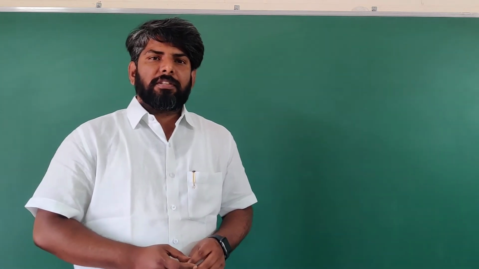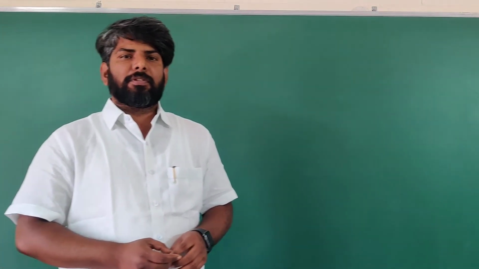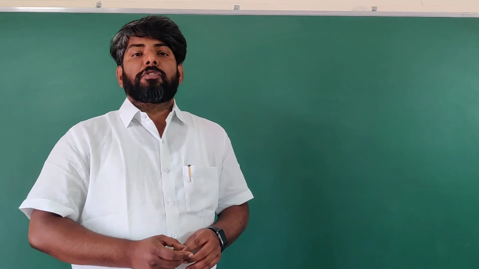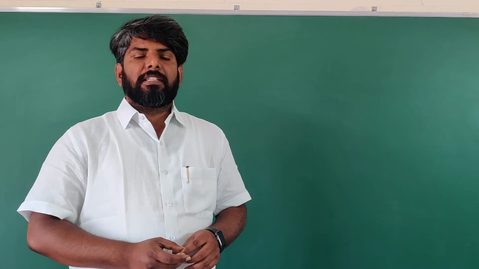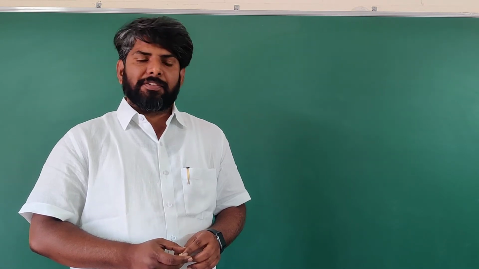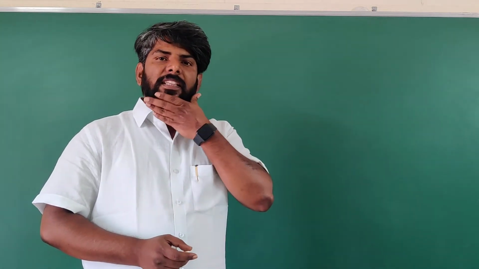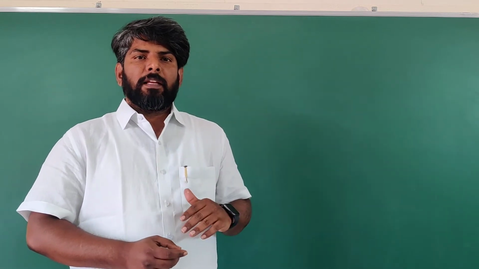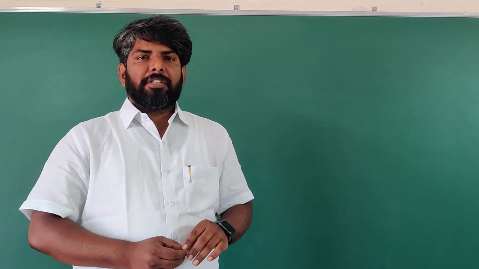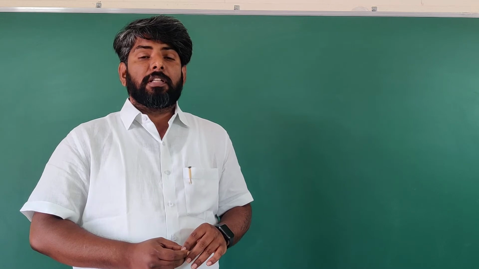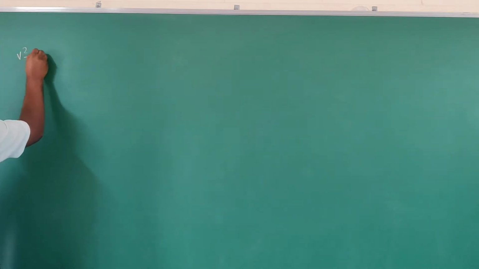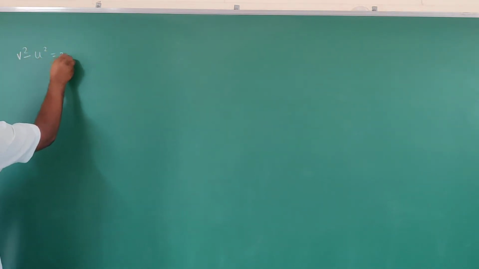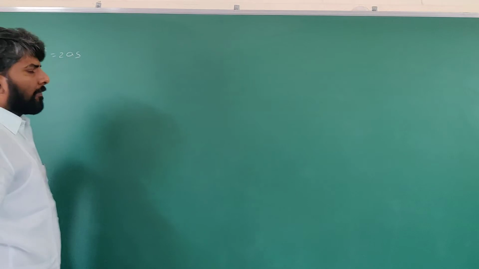In our last video we discussed the second equation of motion under constant acceleration, which is s equal to ut plus half at square. In that procedure, one more equation of motion under constant acceleration is v square minus u square is equal to 2as.